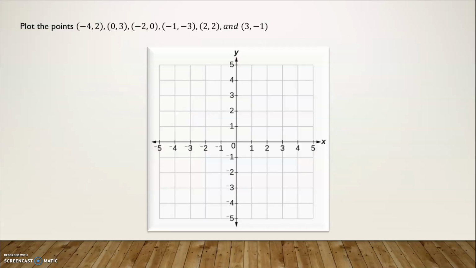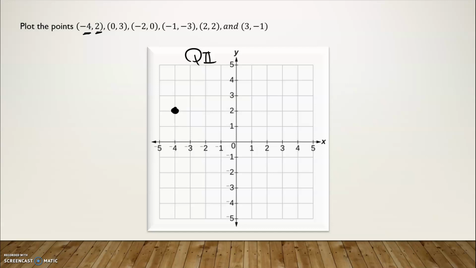Okay, so if we plot these points here, (-4, 2). Well, -4 is my x value. 2 is my y value. X is negative, so I'll be over here, and y is positive, so I'll be over here. So I'll be in quadrant 2 for this point. Okay, so I'm going to go over to -4 for my x value, and I'm going to go up 2 for my y. So there's my point right there.